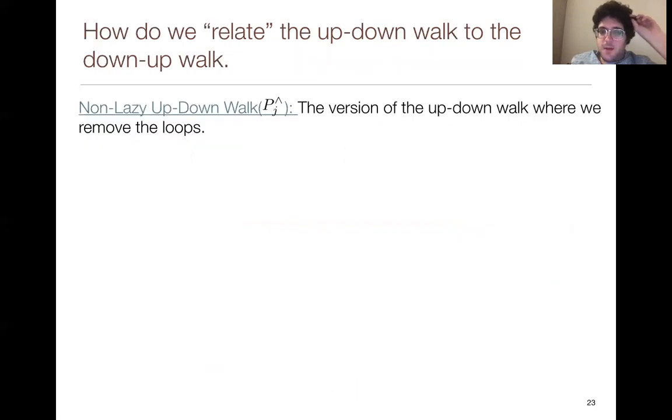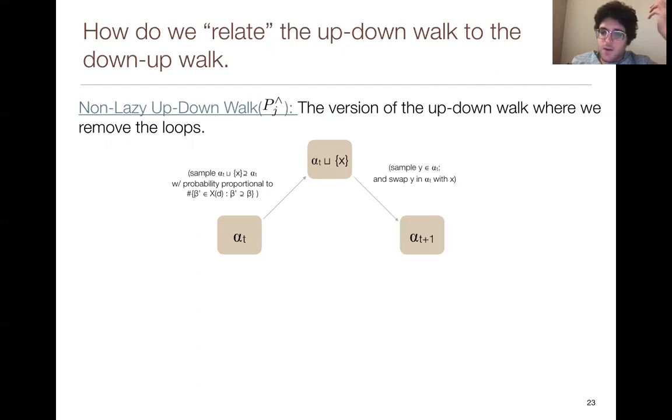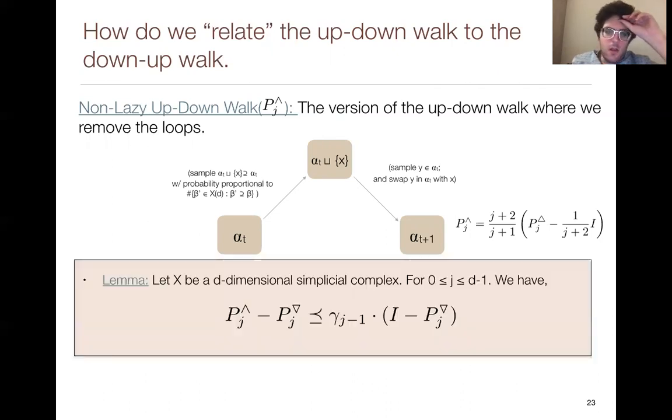And to this end, I'm going to introduce a version of the up-down walk that I'm going to call the non-lazy up-down walk. It's essentially a version of the up-down walk that is conditional on not looping. And you can show that the difference between the up-down walk, the non-lazy up-down walk, and the down-up walk on the same level is not that much. And yeah, this is in the paper.